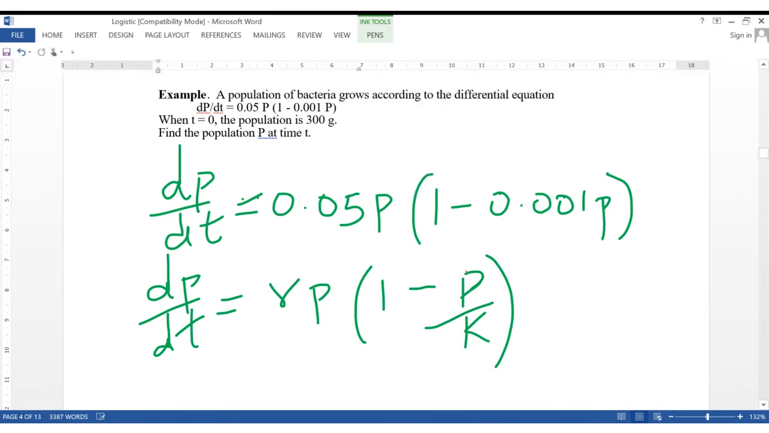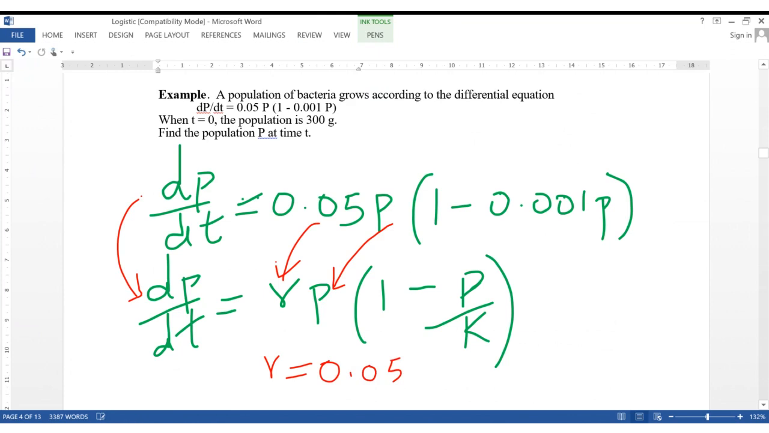So the dP and the dt, they are going together, no problem. I think the R is easy to see. The P and the P, they are going together. So the R here will be what? The R growth parameter will be 0.05. The one and the one, they are going.